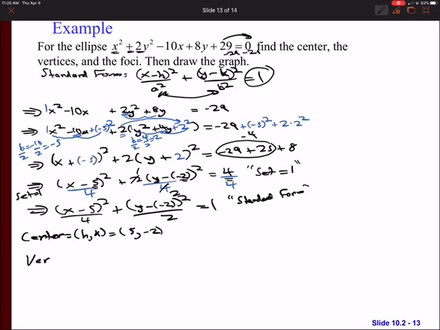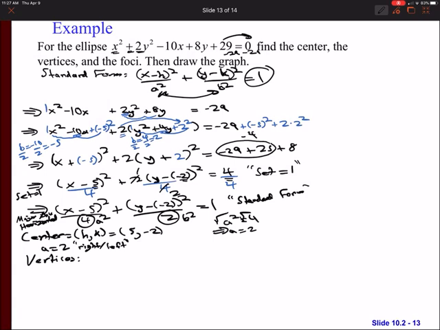Now, as we talk about the value of a, we talk about our vertices, which would allow us to sketch our graph. What does a equal? Remember, the larger of the two denominators always represents the a value. So a is with x in this problem. I'm going to make a little note: our major axis is horizontal. So a squared is 4. Well, what's a going to be? If a squared equals 4, we know that a equals 2. So instead of going up and down like our last example, we're going to go right and left 2 units. And why is that? Because our major axis is horizontal.